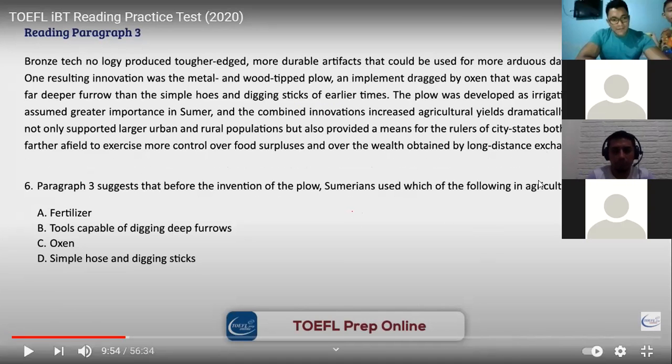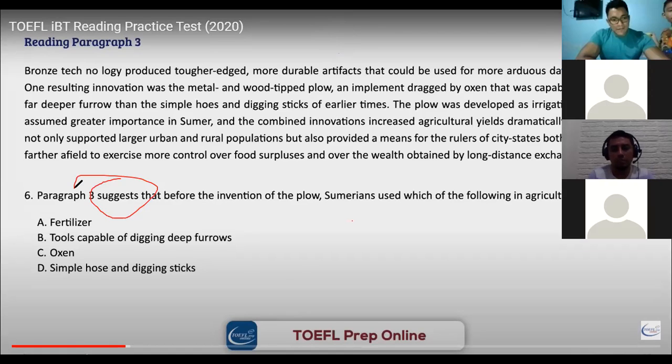Look at this question. Paragraph three suggests that before the invention of the plow, Sumerians used which of the following agriculture? So we have a key word here, suggest. This can be an inferred question, okay? All right, let's look at question number seven.